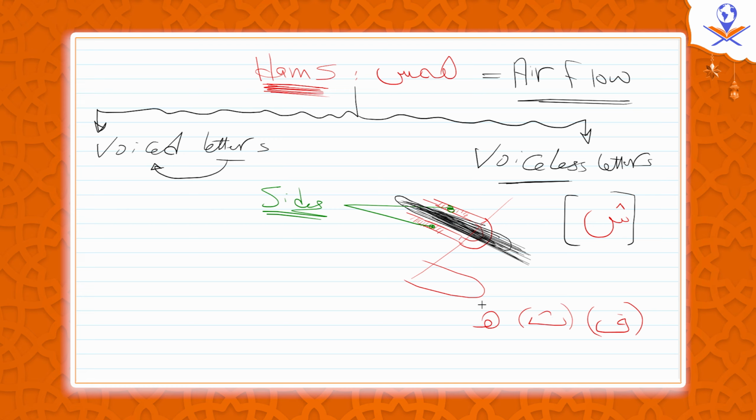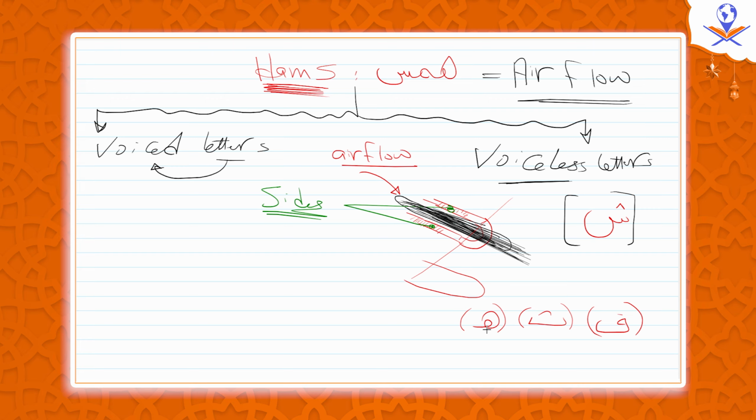So all these letters, if you block the airflow, the channel of air, with any of these letters, and we have some letters, not only these, you will not pronounce any letter. You will not be able to pronounce it.